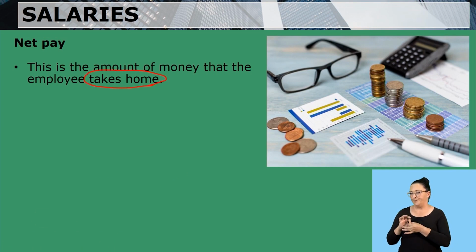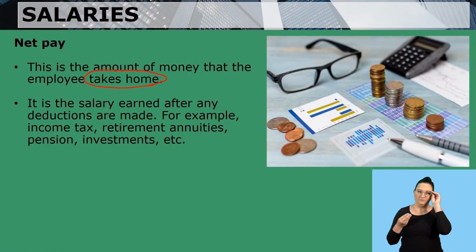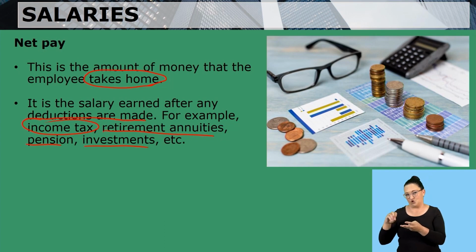Now, if you are following, it means that gross salary, you don't get it as it is. But the net is the amount that you get already when deductions have been made. It is the salary earned after deductions are made, for example, your income tax, the retirement annuities, pension, investments, and so forth. So before you can get money in your bank account, all these other items are deducted from the 100,000, then maybe you end up with 50,000 for an example.